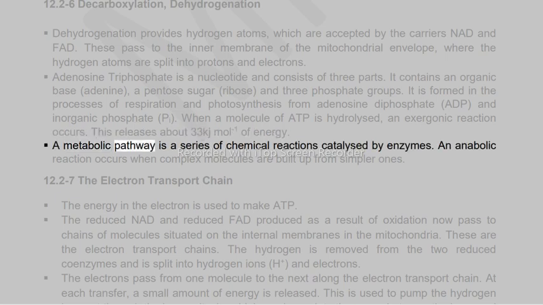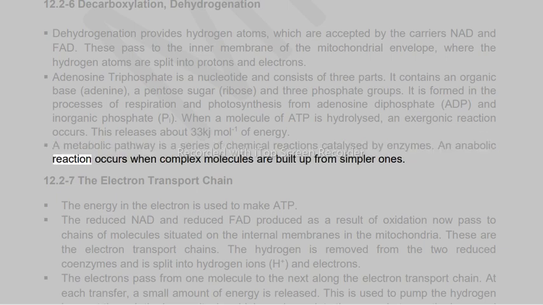A metabolic pathway is a series of reactions catalyzed by enzymes. An anabolic reaction occurs when larger molecules are built up from simpler ones.